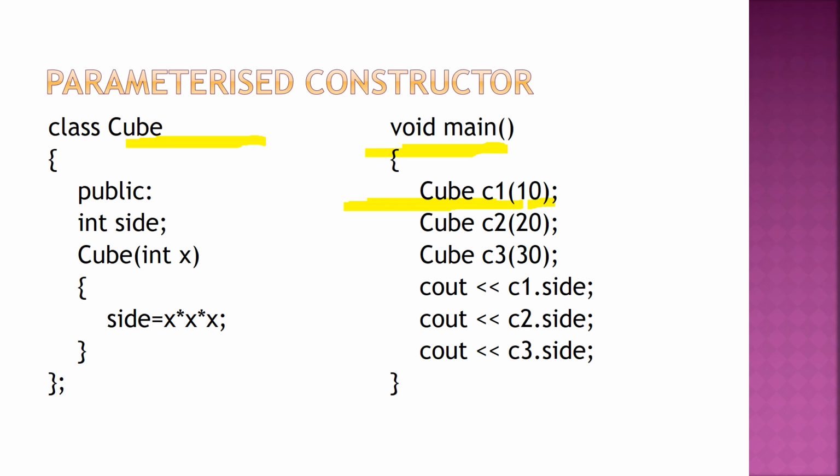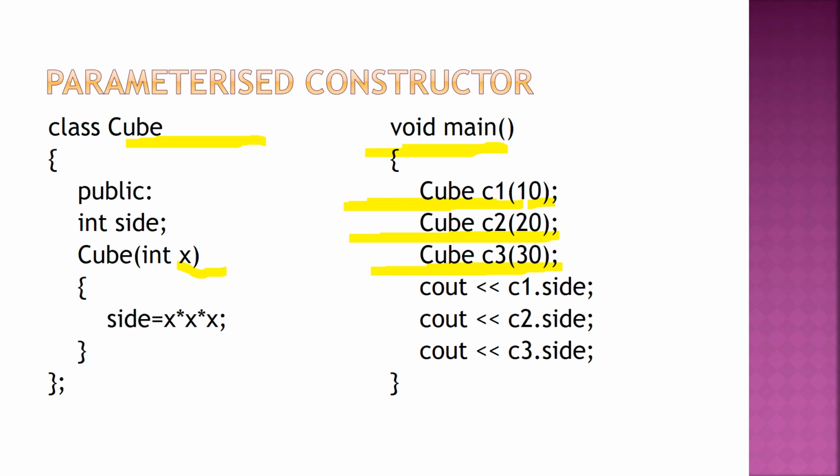In this program, I have created three objects, that is C1, C2 and C3, passing different arguments, like different values. C1 is an object which holds a value of 10, C2 holds a value of 20, and C3 holds a value of 30. As you know, when I use a constructor, once an object is created, the execution takes place automatically. Once C1 is created, it automatically executes a function, since cube is a class name and we have created a constructor with the same name as the class.